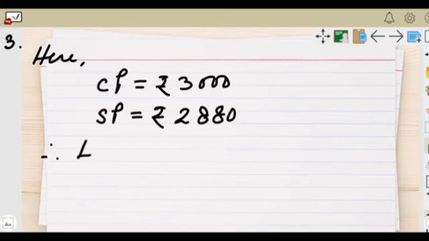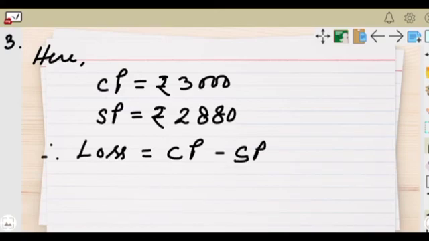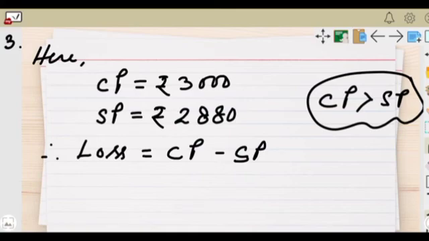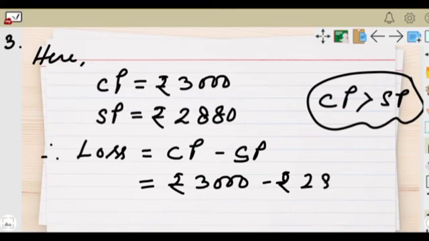Therefore, loss equals cost price minus selling price. Don't forget, there will be loss when CP is greater than SP. Okay, so what is CP here? 3000. 3000 minus what is the SP here? Selling price, we have 2880. So how much will it be then? Rupees 120. So she is getting a loss of 120.